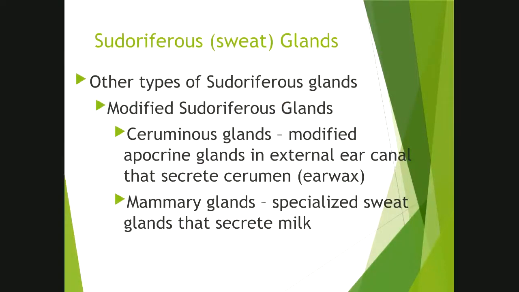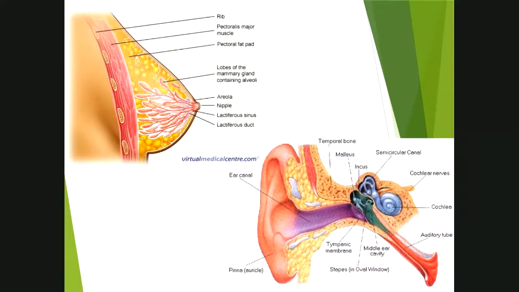There's some other types of sweat glands. These are modified sweat glands. So they don't produce sweat, but they come from the same general product. We're only going to look at two of these, but one of them is called ceruminous glands. So ceruminous glands are found here. They're found in the ear canal, and they make earwax.